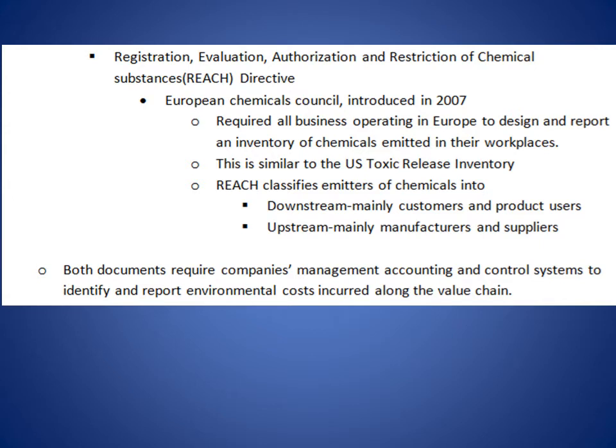Considering the next directive, which is used for environmental cost management, the REACH directive, which is the registration, evaluation, authorization, and restriction of chemical substances. This was introduced in 2007 by the European Chemicals Council. This required all businesses operating in Europe to design and report an inventory of chemicals emitted in their workplaces. This is similar to the US toxic release inventory, and REACH classifies emitters of chemicals into downstream, which is mainly customers and product users, and upstream, mainly manufacturers and suppliers.